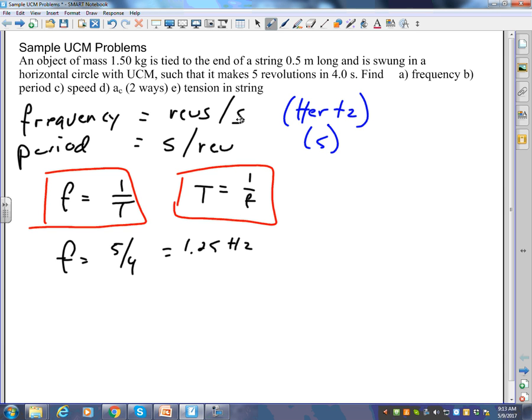Just for interest's sake, the period then would be? It's not hertz squared, Hz, it's not a 2. All right. 4 over 5 is the period, which is 0.8 seconds. And if you also went 1 over 1.25, you would get 0.8. So they're sort of flip-flops of each other.